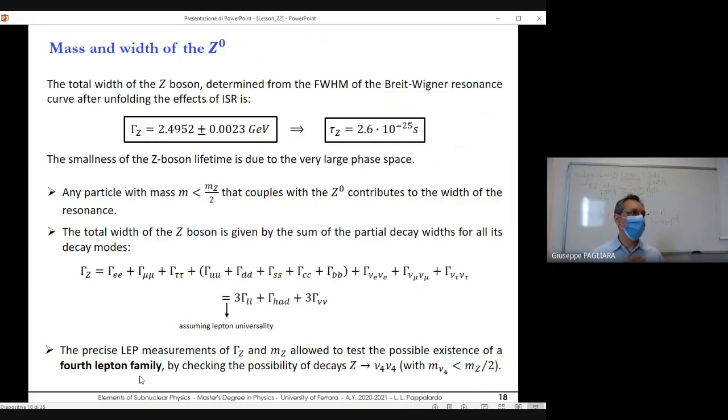Suppose that in addition to electron, muon, and tau, there is another family of electrons, Pippo, which is extremely heavy, heavier than half the mass of the Z, so the Z can never decay into Pippo anti-Pippo. But if it is an electron family, it comes with a neutrino, and neutrinos usually are light. So possibly, if this fourth family existed, then the Z could, in principle, decay into these neutrino types, the fourth family. And the precision of LEP was enough to test this.